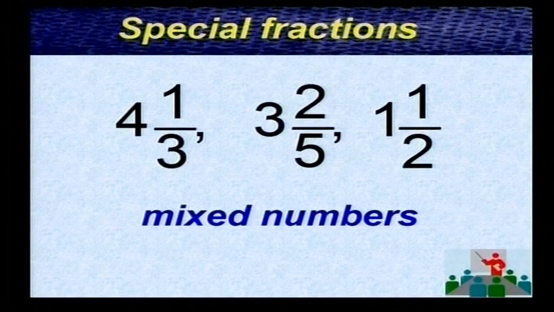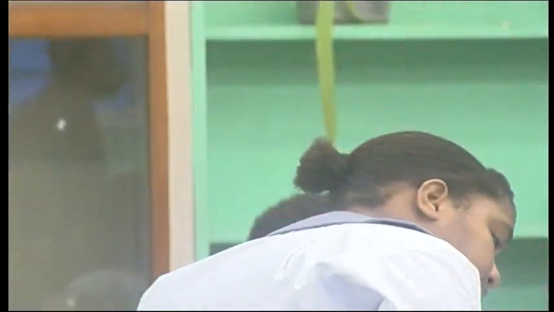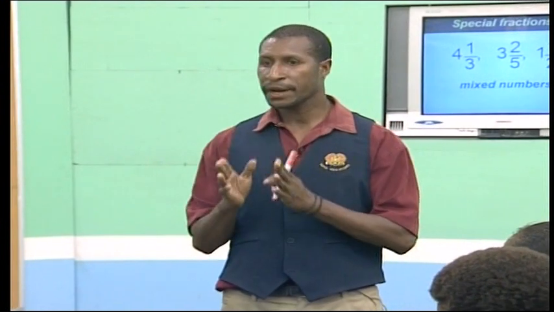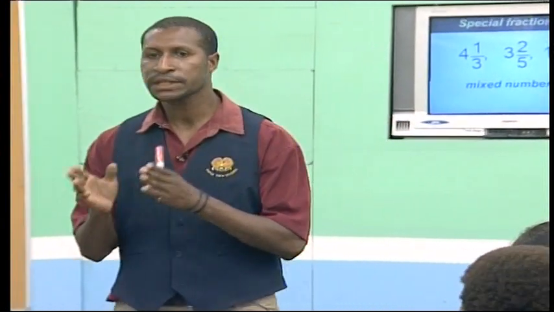Now, receiving students in 7E, mixed numbers. With mixed numbers, what difference can you see? How can you explain mixed numbers? Okay, let's have Michael in. A mixed number has a whole and a fraction. Very good. A mixed number is a whole number and a fraction. And what fraction is that? Improper fraction or proper fraction?